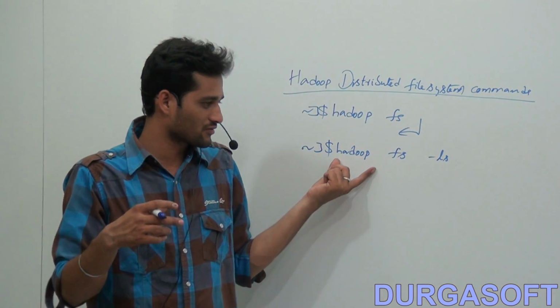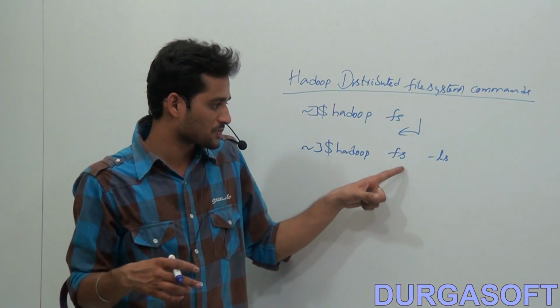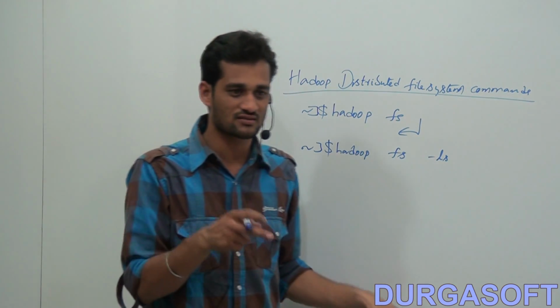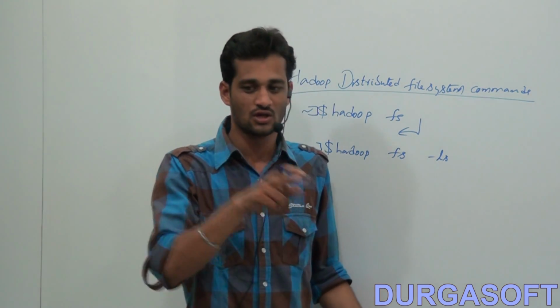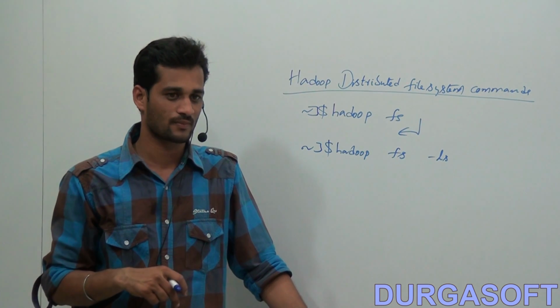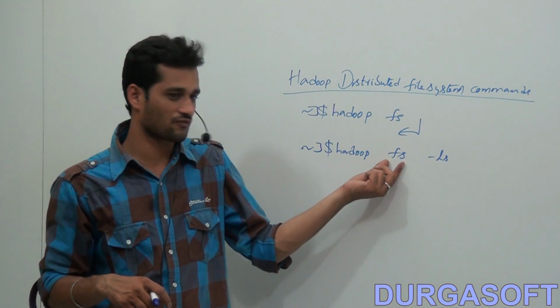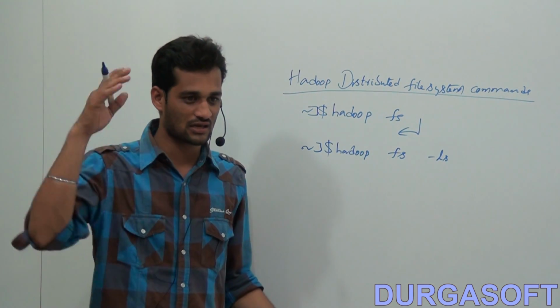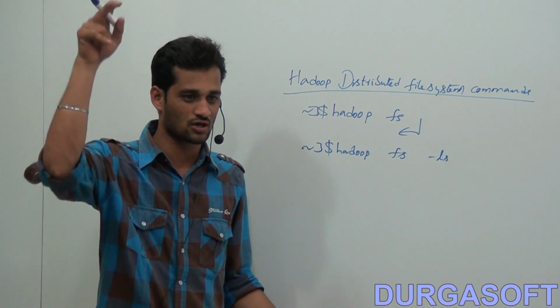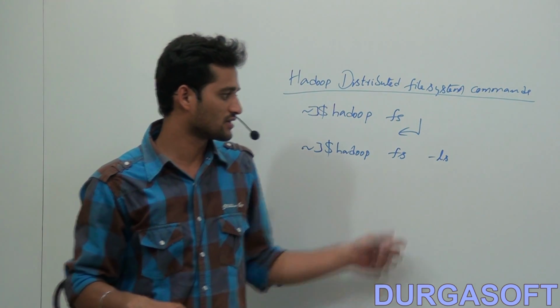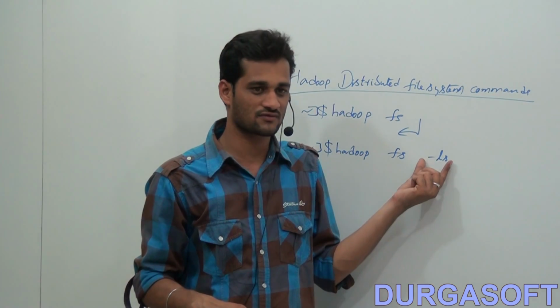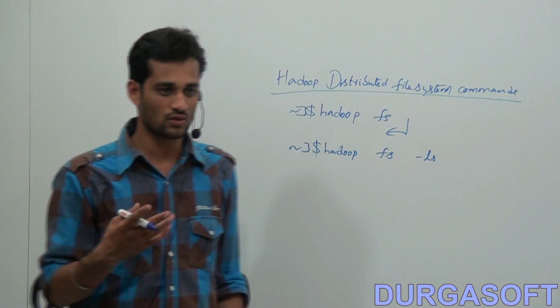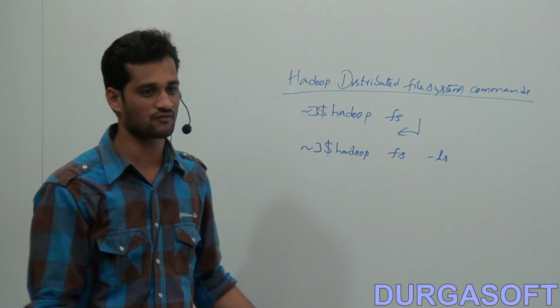But if you are giving Hadoop space fs, your local file system can understand that you are not accessing the local file system, you are accessing the Hadoop distributed file system. Because of this Hadoop space fs, it can understand that. So it is just trying to display all your files and directories from your Hadoop distributed file system. So what is that default location in your Hadoop distributed file system?